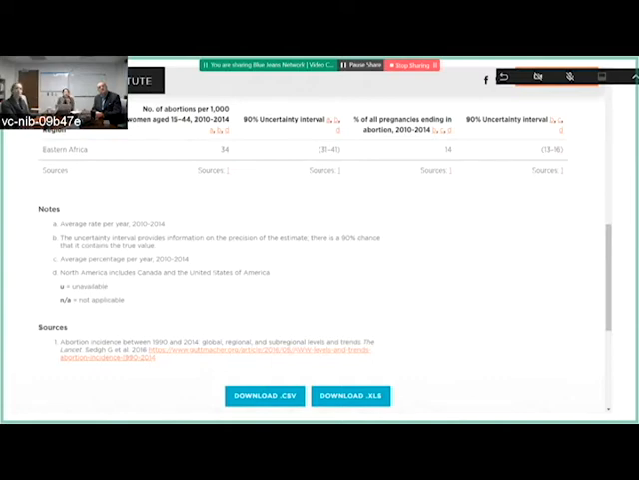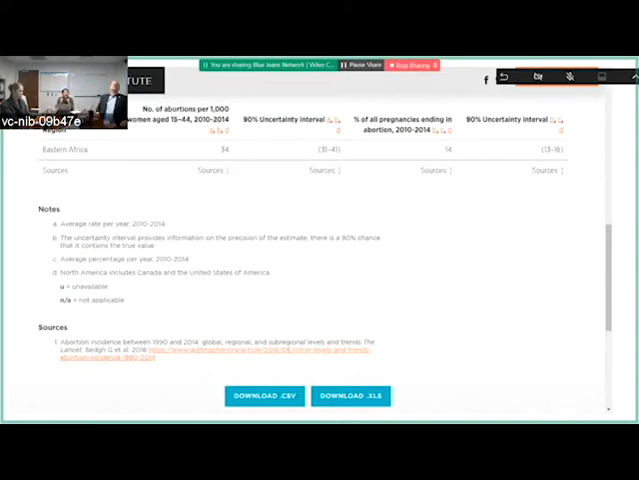So you can see there's the uncertainty interval, you can see the source of the data, and any of the other data information sources. So here, again, from a study published in 2016. It's data for 2014, but it's the most recent I was able to find. Number of abortions per 1,000 in Eastern Africa from 2010 to 2014, the rate per 1,000 is 34. Percent of pregnancies ending in abortion 2010 to 2014, 14%.